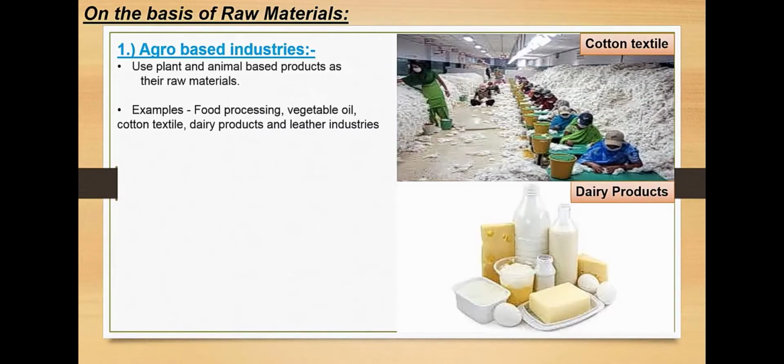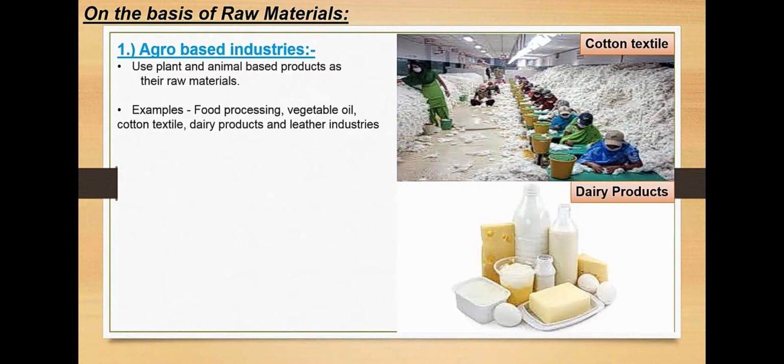On the basis of raw material, the first type is agro based. Agro means agriculture. Agriculture means not only plants but also animals. The input of this industry will be the products of plants and animals. For example, cotton. In the cotton industry, what is the input? We already know cotton. We get this cotton from a plant. So it is an agro based industry.